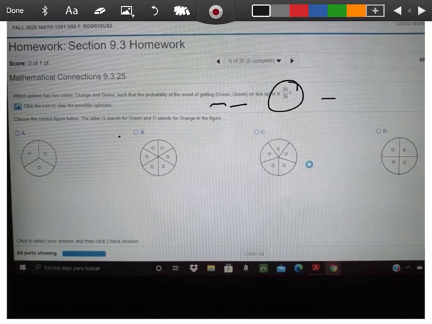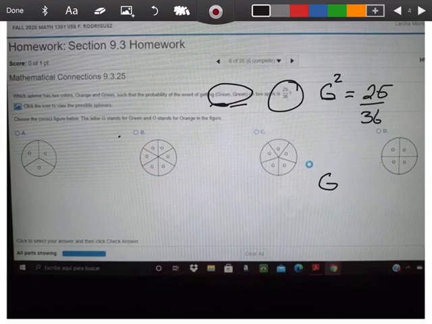So what we're asking ourselves, think about it this way. If it's green and another green, wouldn't that kind of be like green squared is equal to 25 over 36? So if I wanted to find the green, what's the probability of getting a green? I would take the square root, and that would give me 5 over 6.